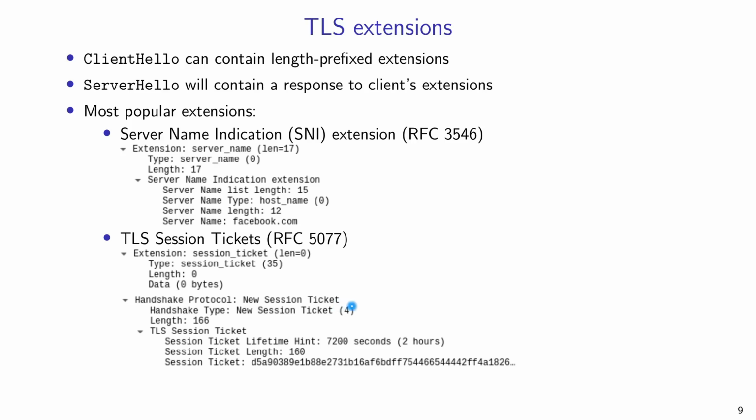right before the change cipher spec message. This message includes a hint for how long the session data should be valid and the data itself. The data here contains all the information needed to resume the session. When the client wants to resume the session, the client sends this data back to the server in the client hello message's session tickets extension, as you see it here. So this session data contains the client certificate, if the client had one, the pre-master secret, and other data.